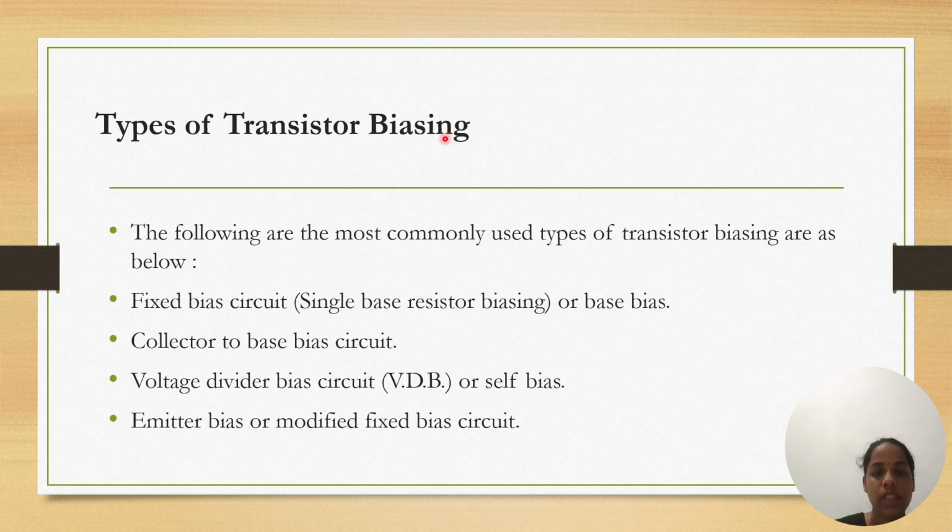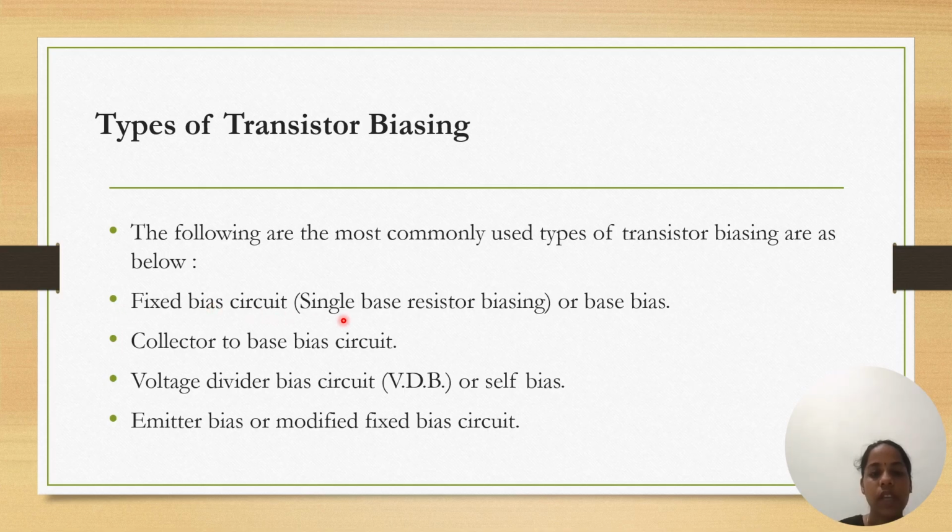Next, types of transistor biasing. We will see four types of transistor biasing. First one, fixed bias circuit. Second, collector to base bias circuit. Fixed bias circuit is also called single base resistor biasing or base bias. Next, the third one, voltage divider bias circuit or self bias, and emitter bias or modified fixed bias circuit.